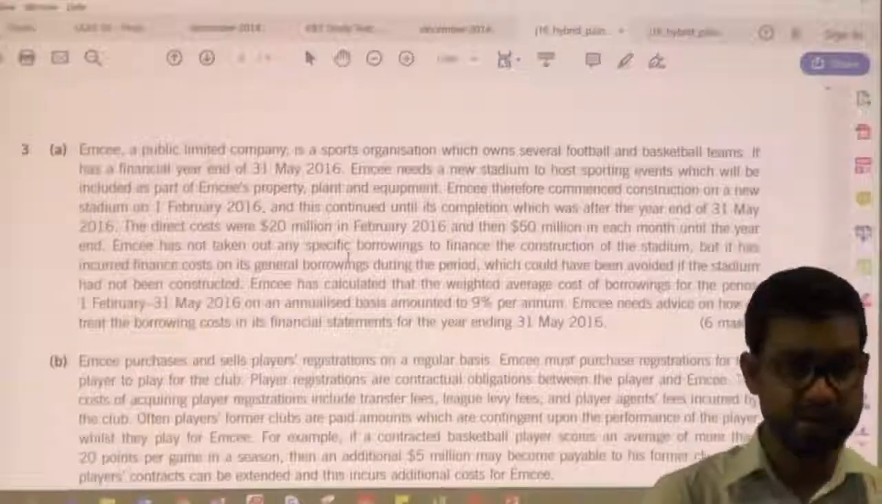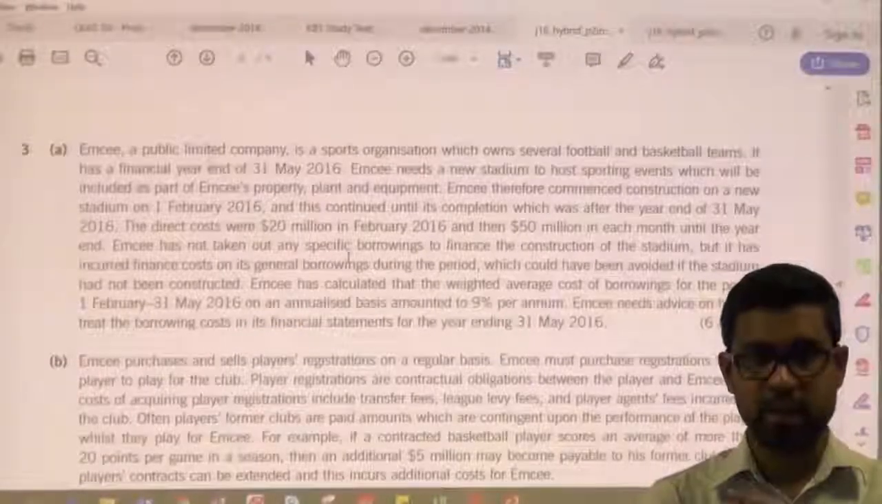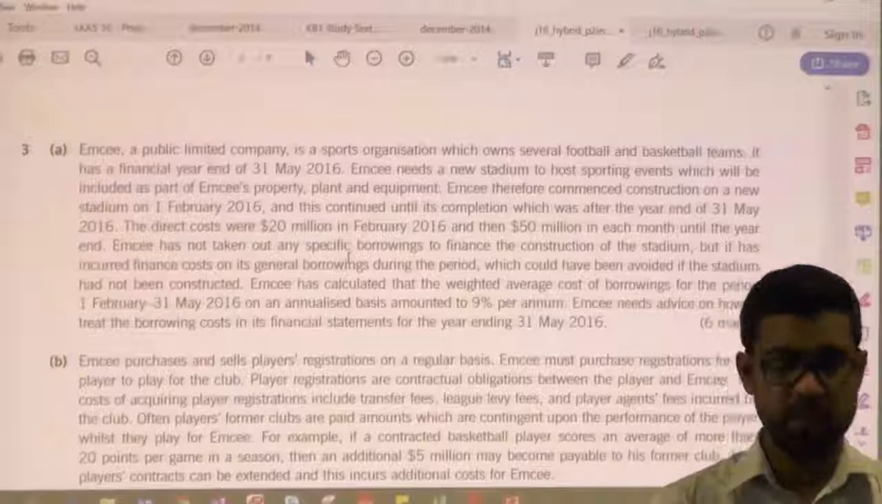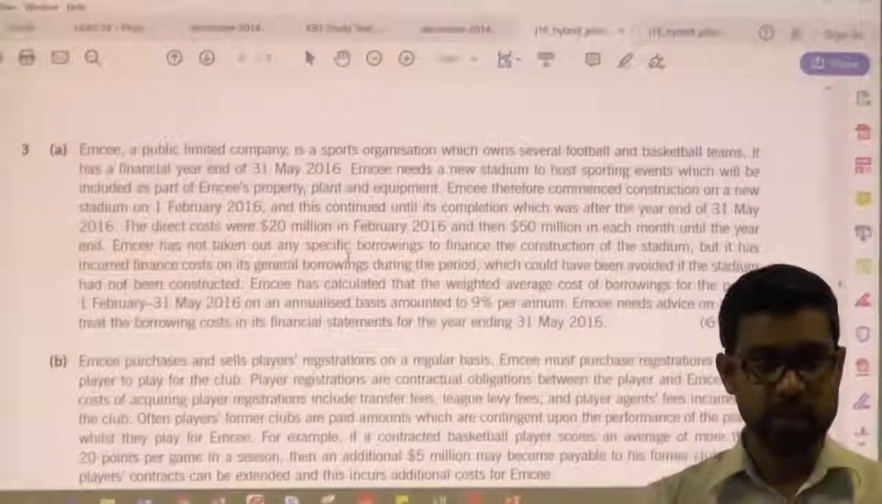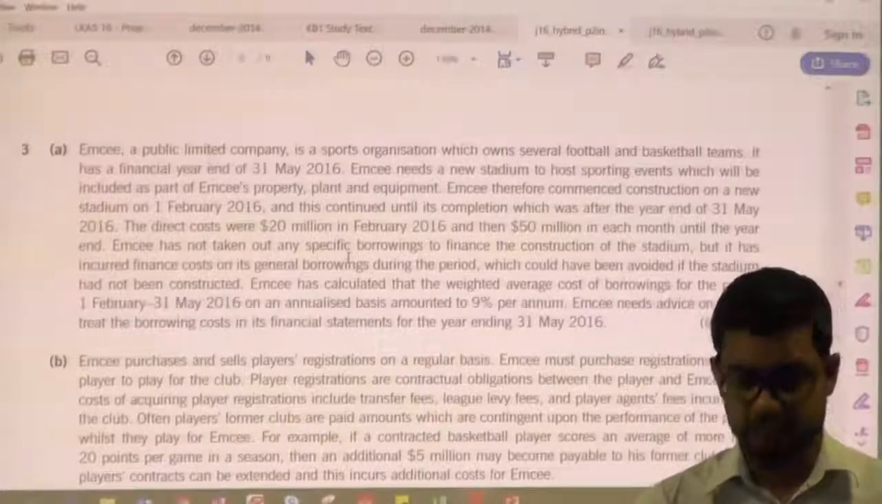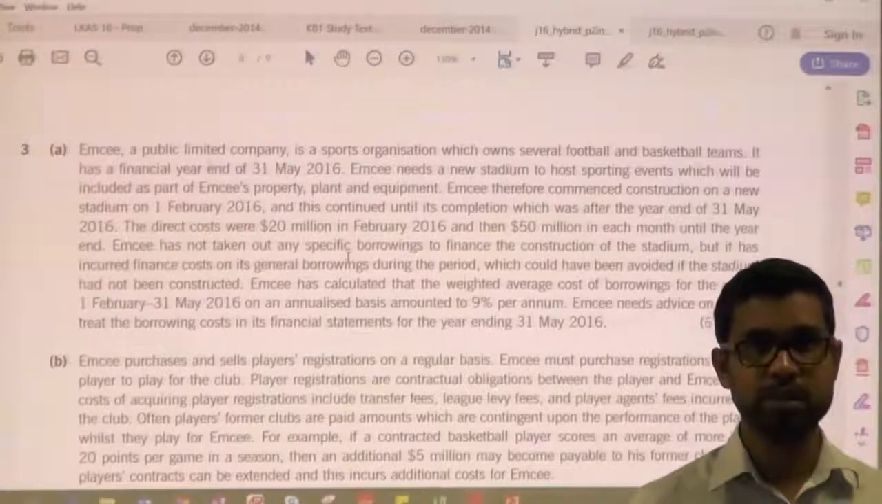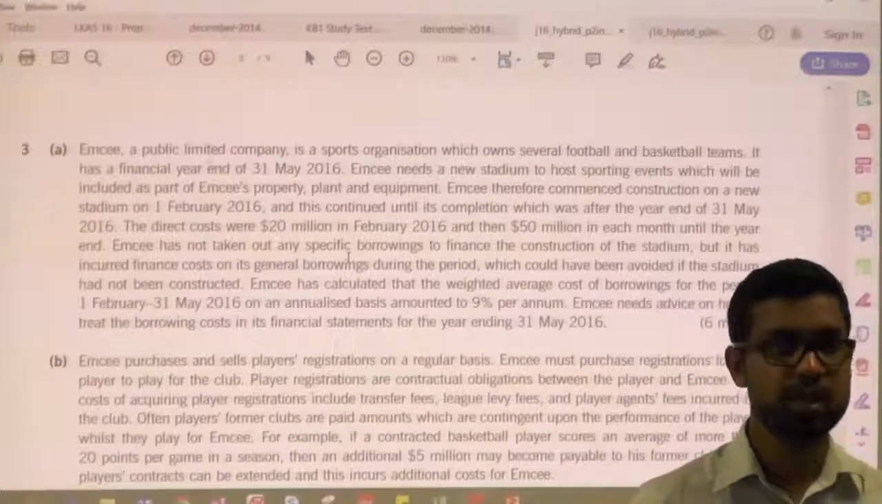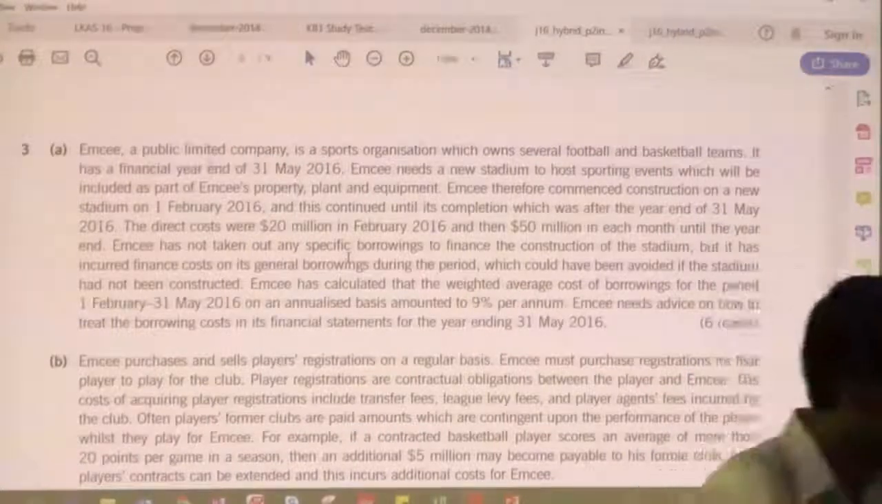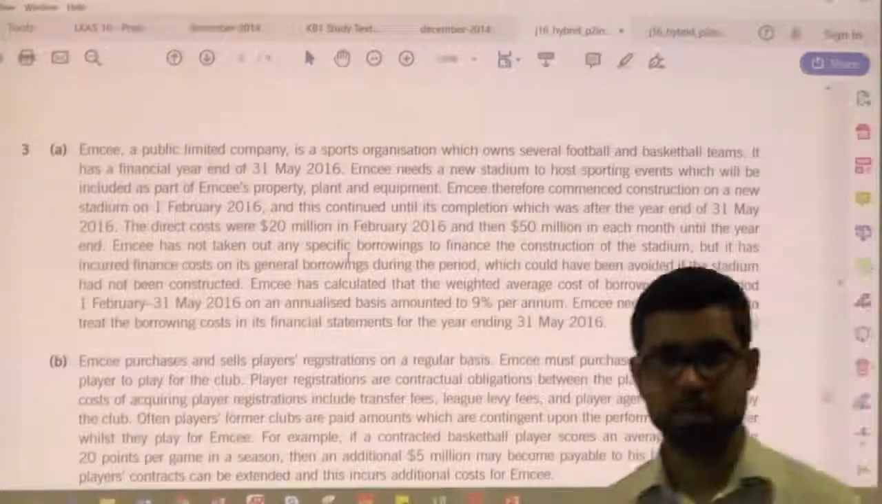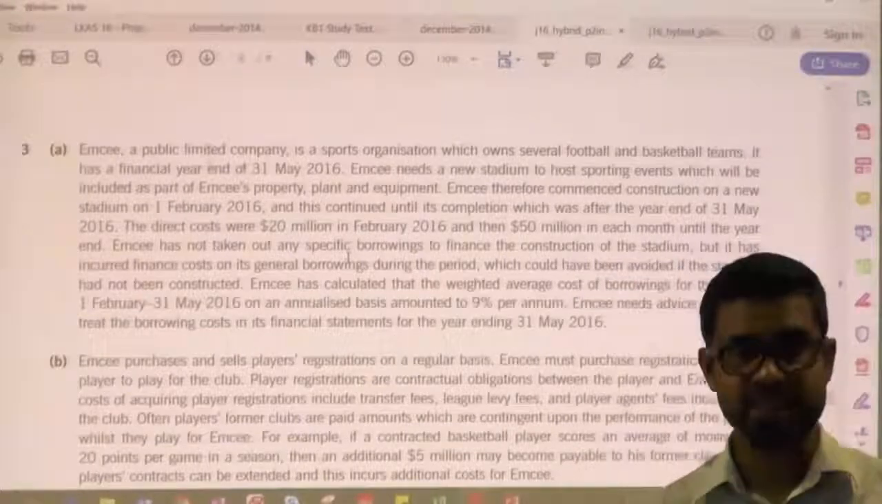What you can capitalize? Costs incurred on safety concerns and matters, and borrowing cost, the list of initial cost, major replacement cost, major inspection cost, you can capitalize, but not the regular repair and maintenance cost. That's all about LKAS 16.